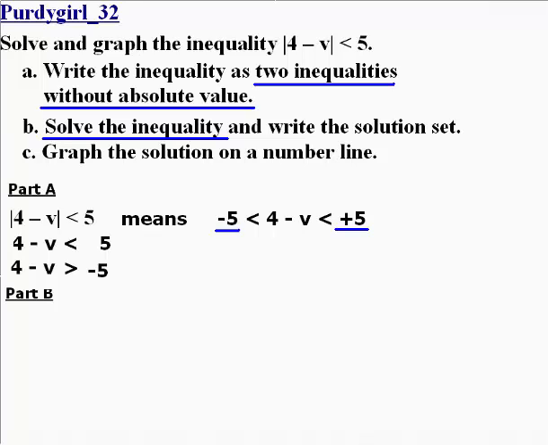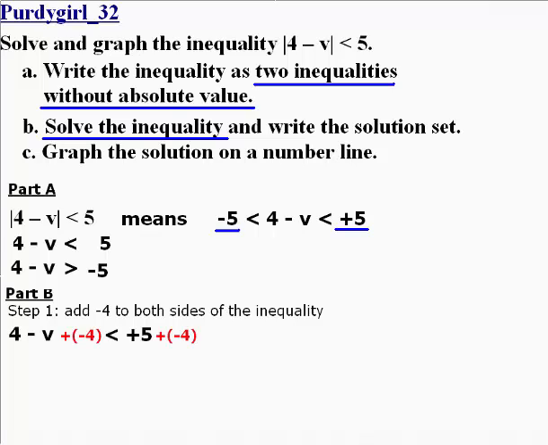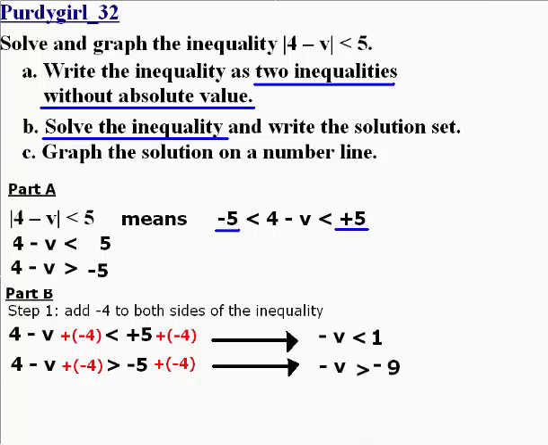In order to define the variable v, we have to isolate it. Therefore, the first step requires that we add negative 4 to both sides of the inequality. After adding negative 4 to the first inequality, we find that negative v is less than 1. After adding negative 4 to both sides of the second inequality, we find that negative v is greater than negative 9.